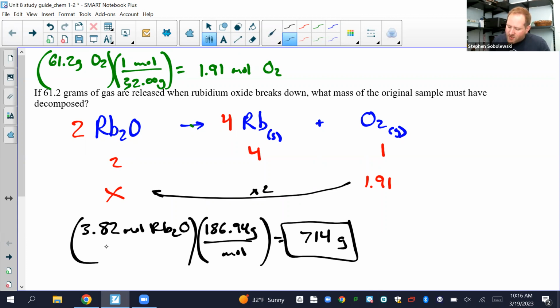So if we had 3.82 moles of rubidium oxide, we're going to double that. 3.82 times 2 gives us 7.64 moles of rubidium formed. Multiply that by rubidium's molar mass of 85.47, and I get 653 grams. That's how many grams of rubidium form. Add that on to my 61.2 grams of gas, and lo and behold, 714 grams. So it all works out.